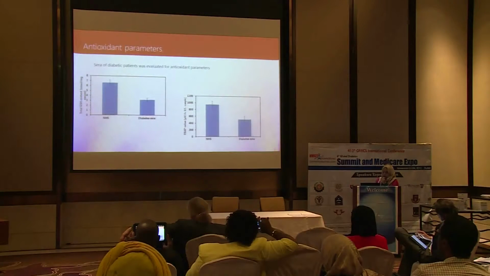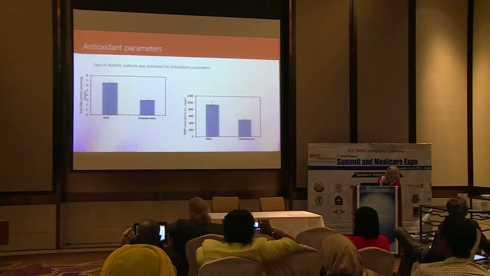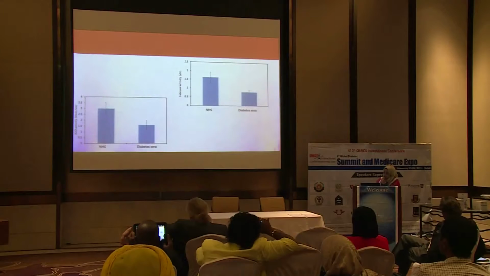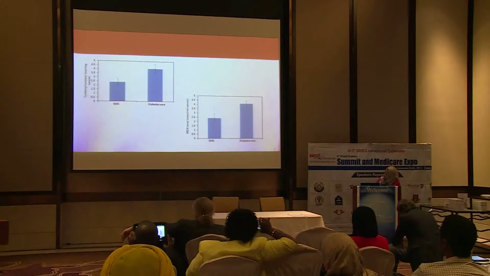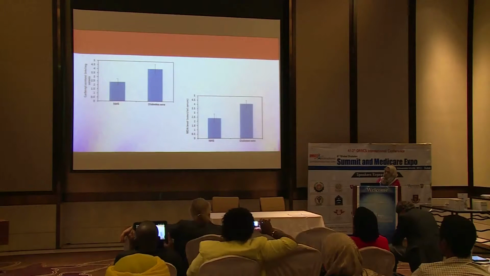These are just the antioxidant parameters which we have done on diabetic sera. We found that there is reduced glutathione content in diabetic sera compared to healthy subjects. There is decreased FRAP, ferric reducing antioxidant potential, in diabetic sera. The catalase activity was also found to be reduced, and so is the superoxide dismutase activity. Carbonyl content was high in diabetic sera, and MDA content was also high in diabetic sera.